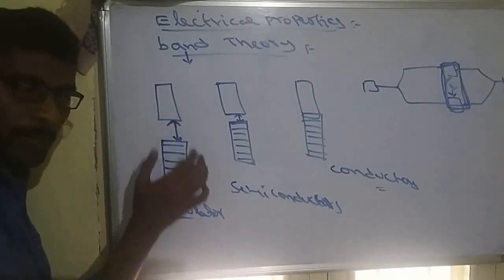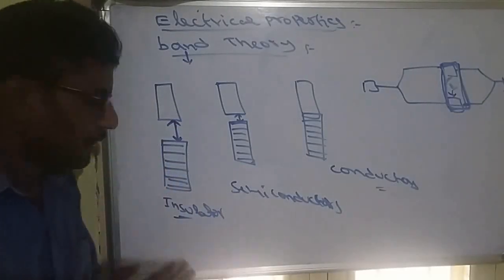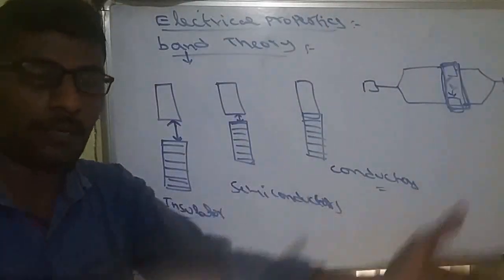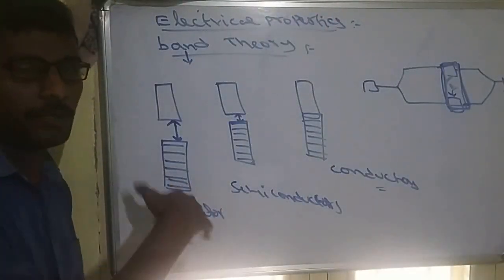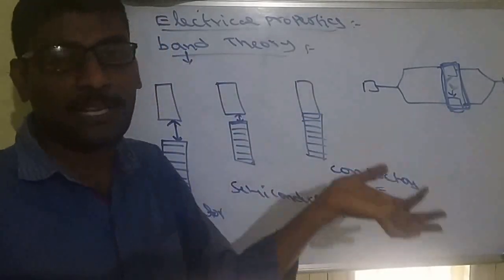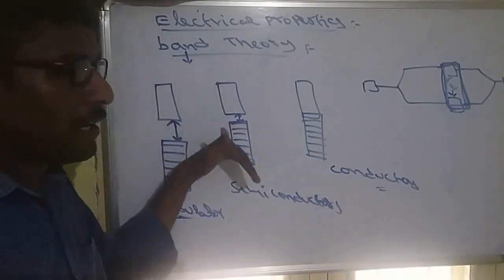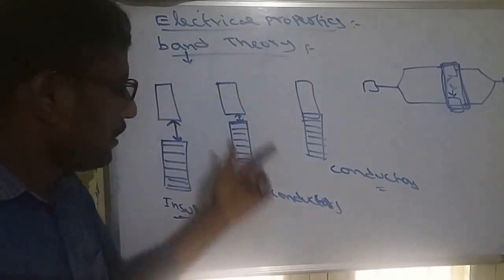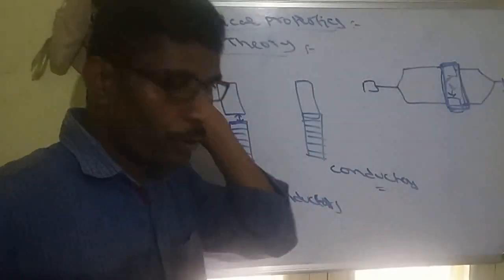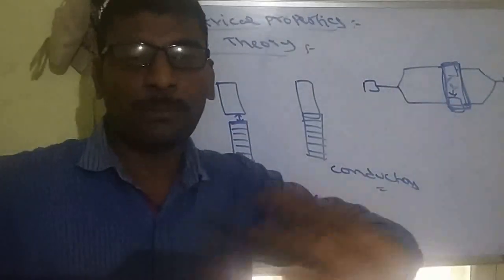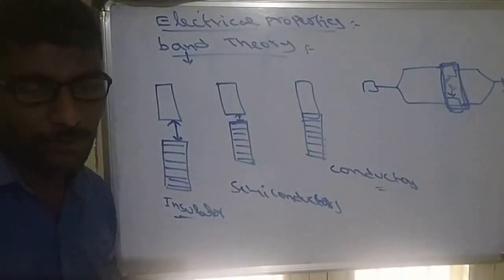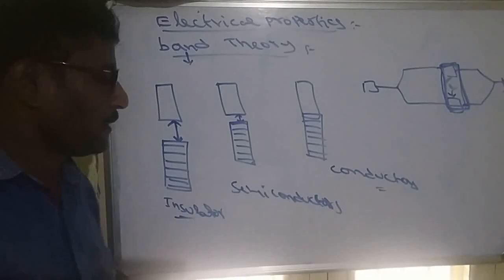If the energy gap is very large, that means electrons cannot be excited from the filled orbital to the empty orbital. If electrons are not excited, they cannot conduct electricity. Semiconductors have a small energy gap, so some electrons can be excited and they can conduct electricity partially. Conductors have no energy gap, so electrons can freely move from filled orbitals to empty orbitals. Those are called conductors. So that is the band theory.